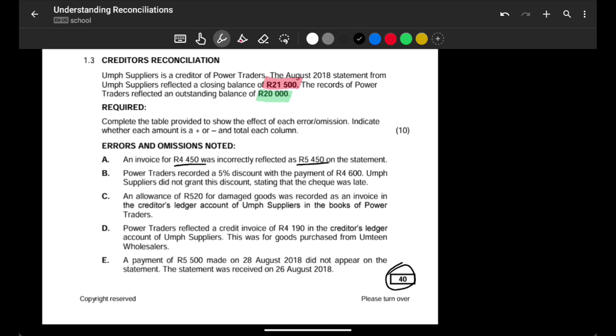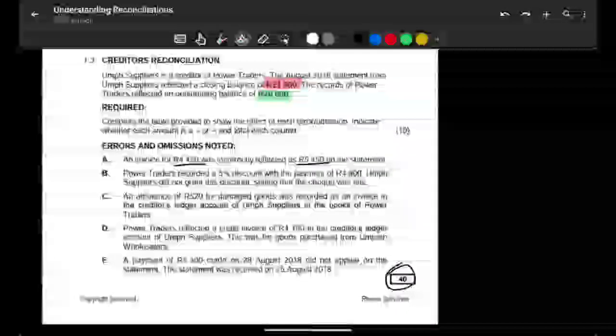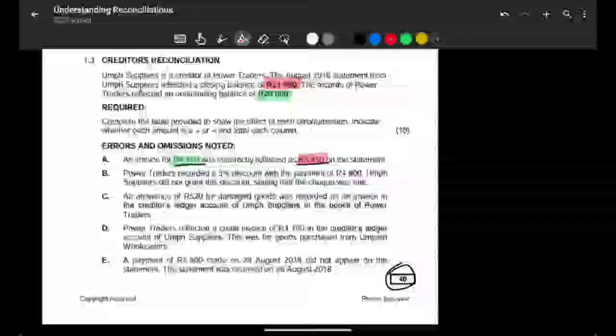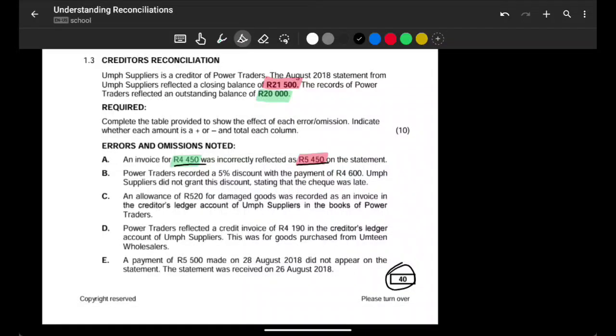So what is the correct amount that was supposed to be shown? The correct amount to be shown was 4,500. The incorrect amount that was shown was 5,450, right? And then we ask ourselves, where was the mistake made? Was it in our books or in their books? Right here they say on the statement.